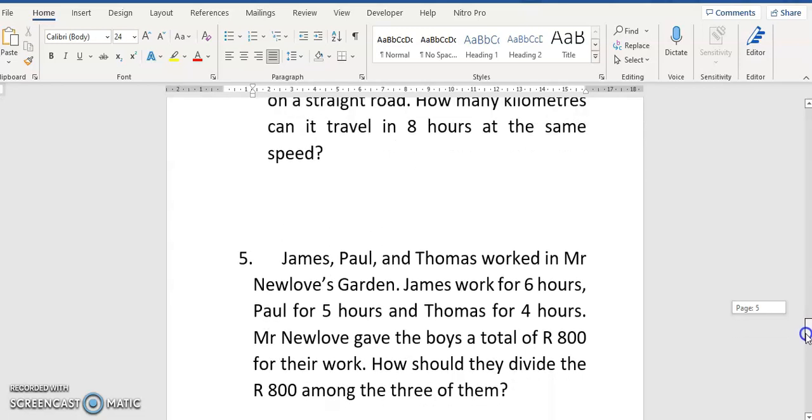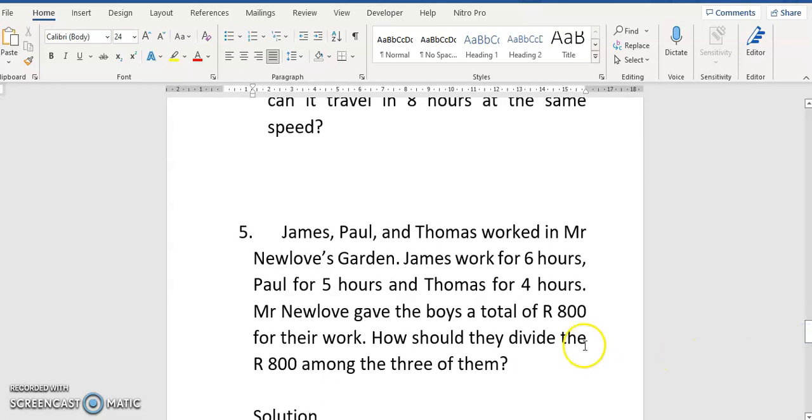Okay, we are going to look at this one also. James, Paul, and Thomas worked in Mr. Newlove's garden. That's my garden, eh? These 3 people are working there. James worked for 6 hours, Paul for 5 hours, and Thomas for 4 hours. They are all working different hours. Mr. Newlove gave the boys a total of 800 rand for their work. How should they divide the 800 rand among themselves?